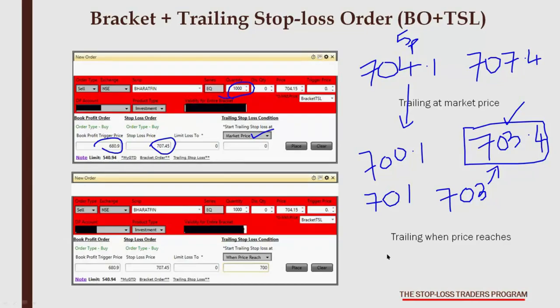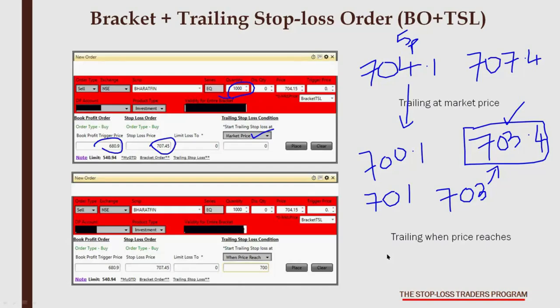Then comes the trailing stop loss. Okay, so what is the trailing stop loss? Trailing stop loss is where you have a difference between your entry price and stop loss price. Now, if the current market price, after giving you the entry, is moving in your favor, the stop loss will also move in your favor.